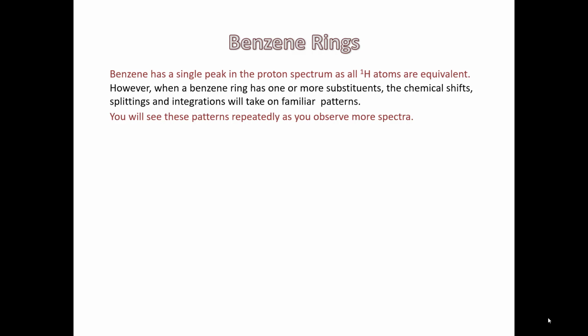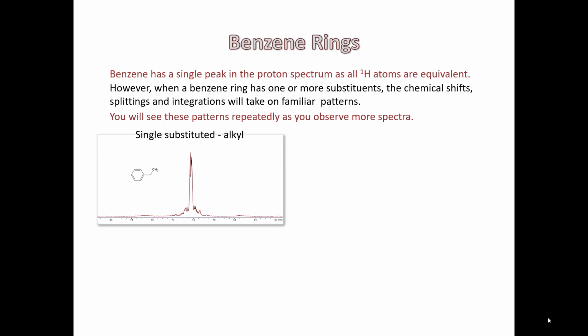Another feature in many molecules is a benzene ring. And recall that a benzene molecule has a single peak since all the protons are equivalent. However, when a benzene ring has 1 or more substituents, the chemical shifts, splittings, and integrations will all take on familiar patterns. You will see these patterns repeatedly as you observe more and more spectra. So this is one where we have a single substituted benzene that has just an alkyl group on it. It doesn't really affect the chemical shifts very much, and we get basically a slightly split single peak.